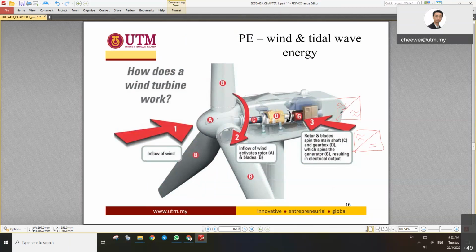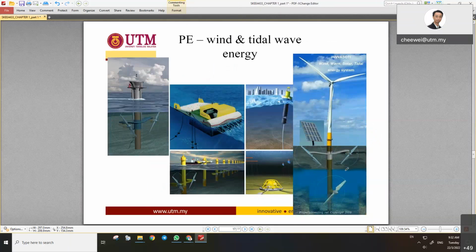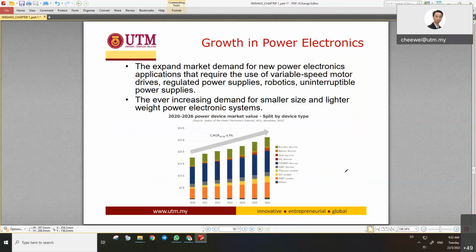Okay, the box that I just drew here is the symbol that we use to represent the power electronic converters. Yeah, this is a cycloconverter, and this is a rectifier. For more examples, you can look at the pictures here.